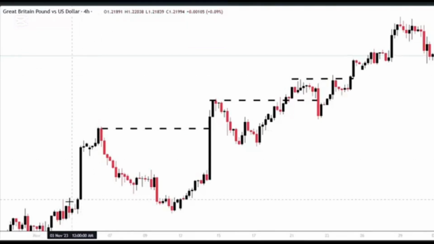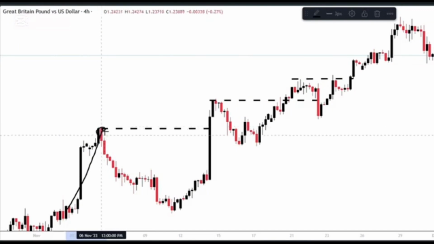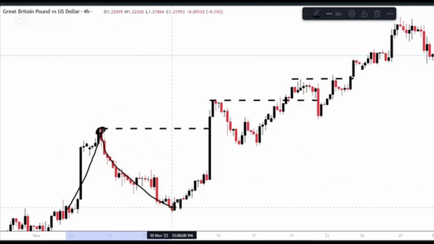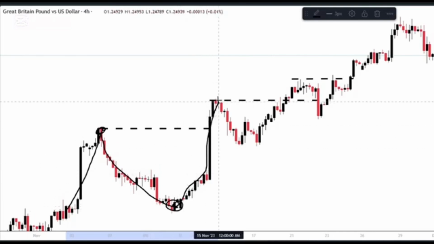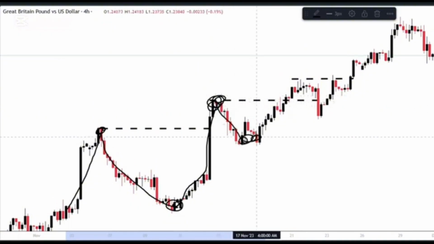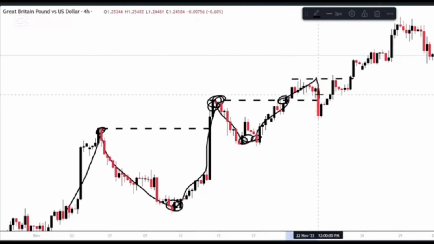The impulsive move to the upside makes the high, a retrace, and break of structure. Retrace, break of structure, retrace, break of structure, and so on.